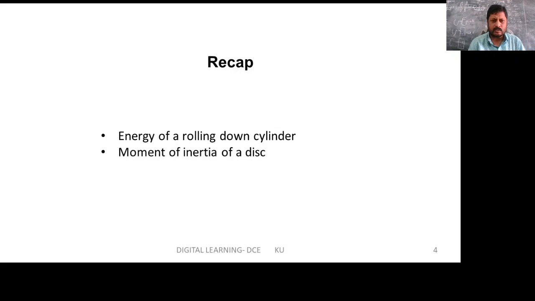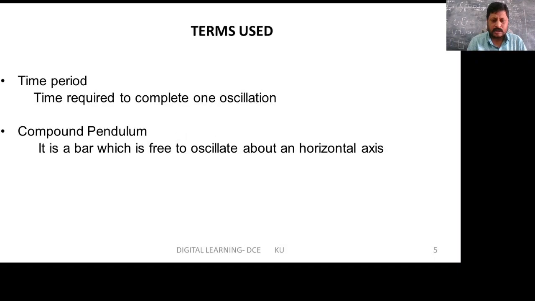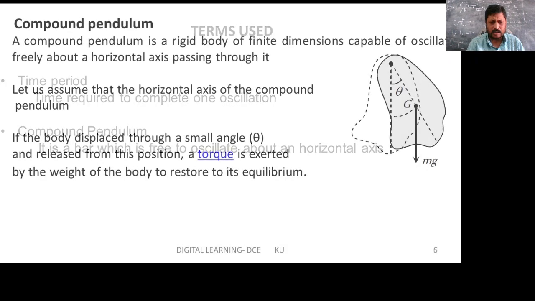In the previous classes we have studied about the energy of a rolling cylinder down an inclined plane, and the moment of inertia of the disc. Some of the terms used in the previous session are the time period and compound pendulum. The time required to complete one oscillation is called time period. A compound pendulum is a bar which is free to oscillate about a horizontal axis.